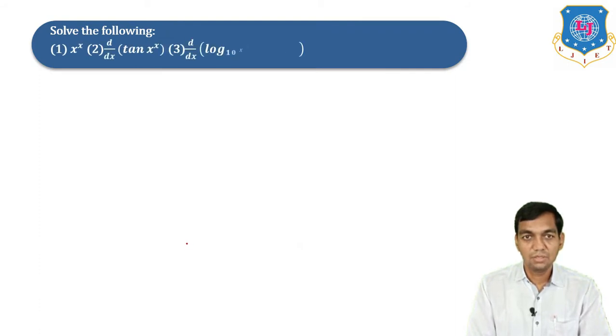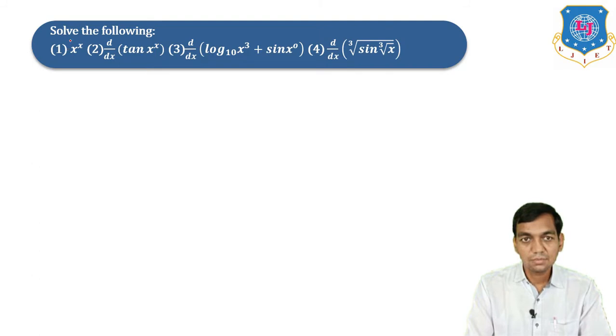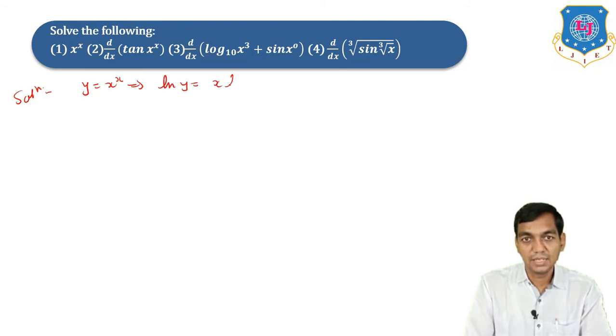Here now we have a function raised to a function, correct? Now this one is a function raised to a function. So what we are going to do, if we are going to find the derivative, I am going to say y is equal to x raised to x, and that will give ln y is equal to x ln x. By property of log, power will be the multiplication of log.